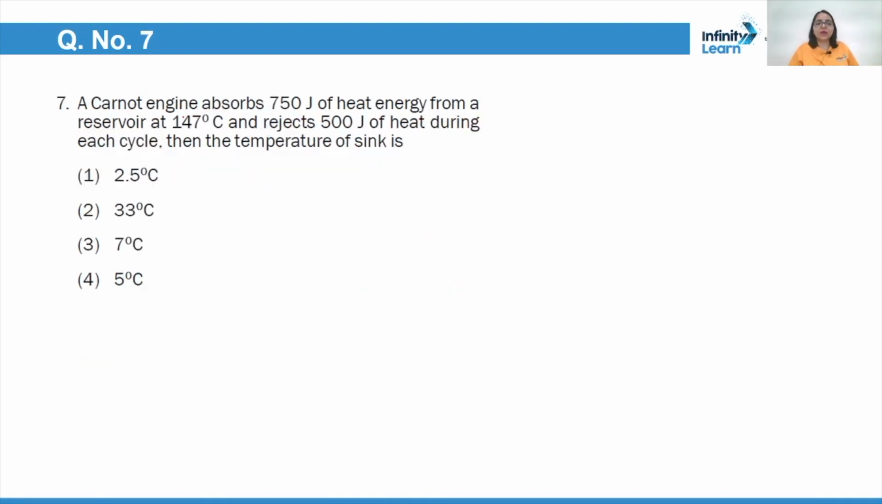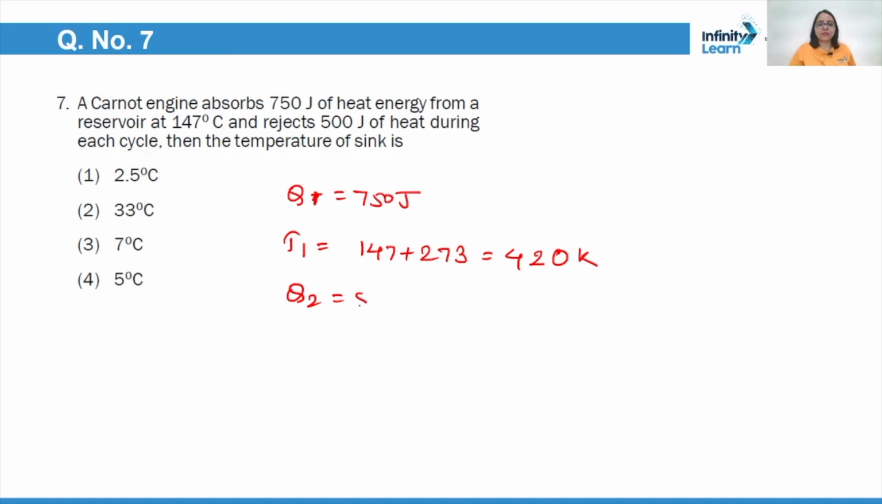Question number 7. Carnot engine absorbs Q1 is 750 joules and T1 is 147 degrees Celsius, which is 147 plus 273. So this will be 420 Kelvin, right? Now, it rejects 500 joules of heat to the sink. What is the temperature of the sink?